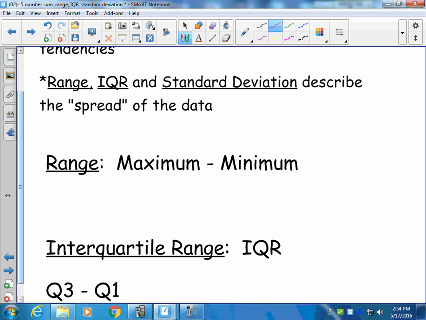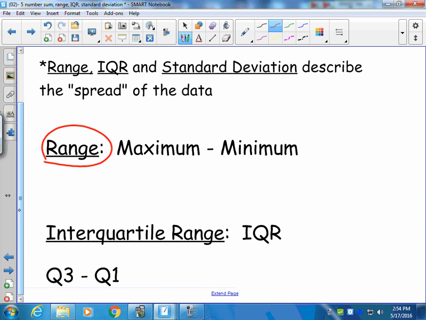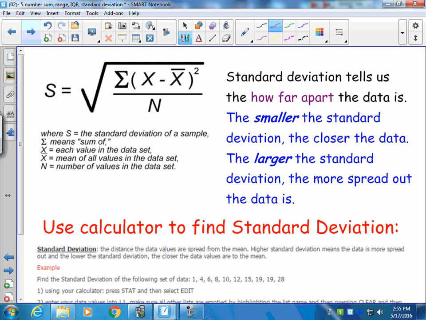Our measurements of spread are range, the distance between the maximum and minimum value, and the interquartile range, which is the distance between quartile 1 and quartile 3, and we'll talk about that in a little bit. And then our last measurement of spread is standard deviation. Standard deviation is finding the average of the distance from each value to the mean value.